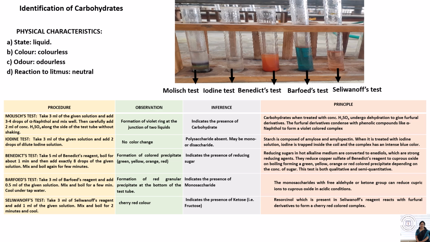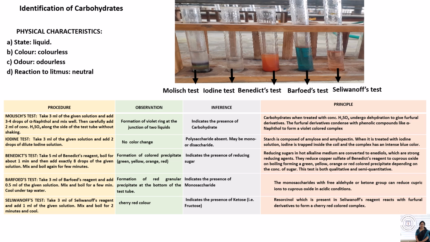Now we got to know that the solution is carbohydrate, it's not a polysaccharide, it is reducing in nature. So now the next test is to know whether the solution is a monosaccharide or disaccharide. So we now perform Barfoed's test. So we get to see red granular precipitate at the bottom of the test tube. So this indicates the presence of monosaccharides. Now what's the principle behind this test? Monosaccharides with free aldehyde or keto group can reduce cupric ions to cuprous oxide in acidic medium. So the difference between Benedict's and Barfoed's is that Benedict's test is done in alkaline medium, whereas Barfoed's test is done in acidic conditions.